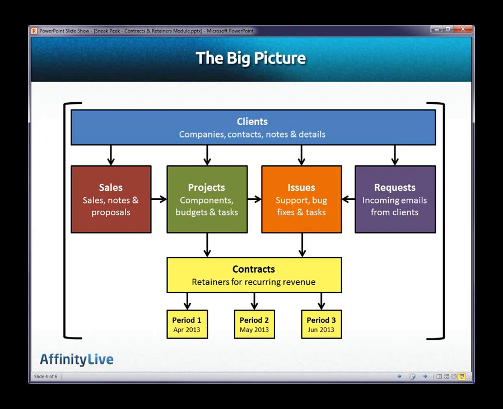So in the example where you had, for example, a monthly support contract, you might have 3 different months or what we call periods here, because it doesn't necessarily have to be a month. It could be a quarter. It could be 32 days. It doesn't matter what you call things.